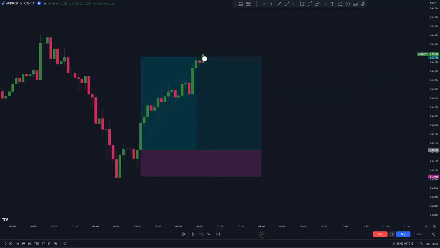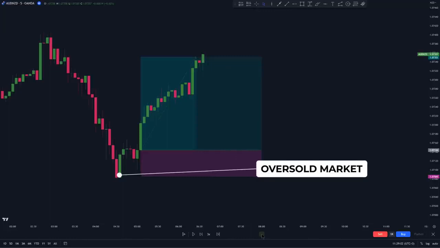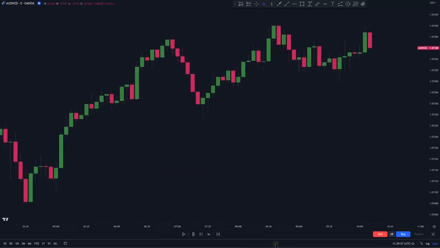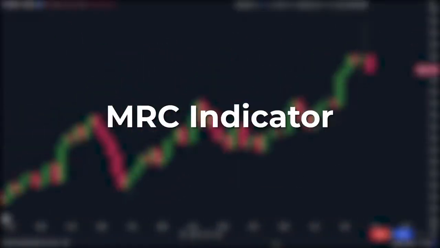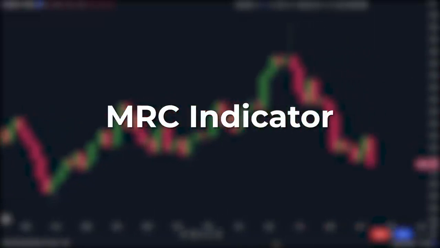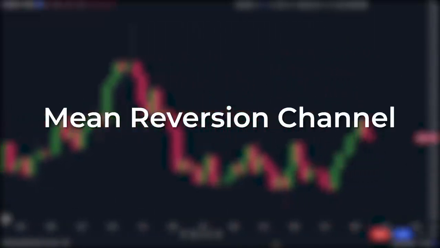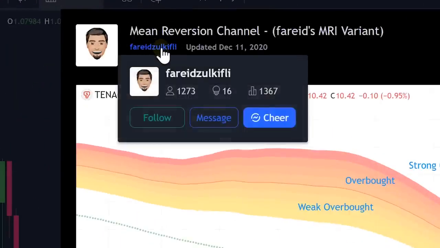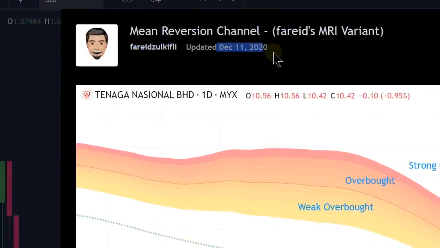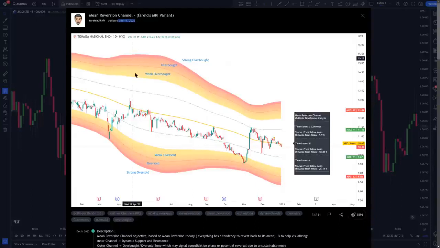But how do you identify these overbought and oversold levels in the market? This is where the MRC indicator comes into play. MRC stands for Mean Reversion Channel. It's an indicator created by this TradingView user in December of 2020, and its main purpose, as you can see here, is to identify overbought and oversold levels in the market.